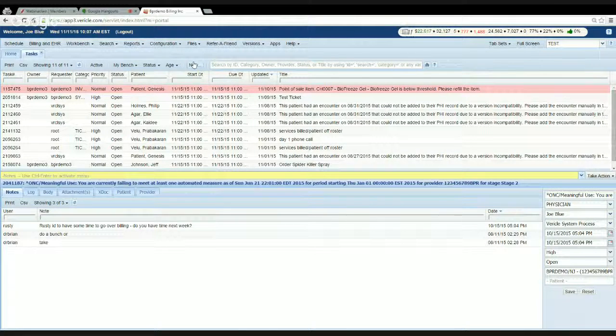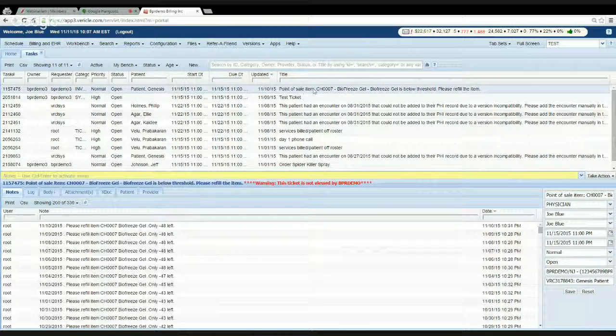So generally, you're going to have yourself be held accountable to, let's say, an office manager or the owner or a billing person. Whoever you're going to be held responsible to, that person's going to be the one double checking your work. And so it makes it really easy to look at a task, for example, like point of sale. Here I'm talking about biofreeze. Turns out that we're below threshold, right? And it'll tell you how many are left.